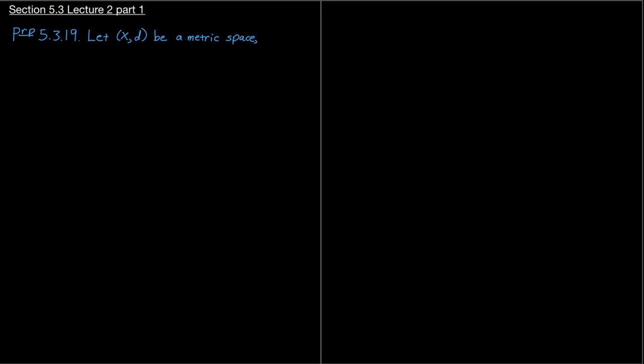And we're going to pick a subset Y of X. And remember, we can just use the same metric and turn Y into a metric space. It'll inherit all of the metric space axioms from the fact that (X, D) is a metric space. And then we can talk about (Y, D) as a metric space. So here are two facts.